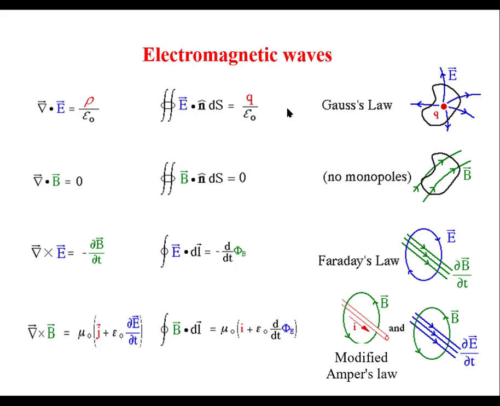The first one is the Gauss law. The second represents that there are no magnetic monopoles in nature. The third is Faraday's law. And the fourth is the modified Ampere's law.